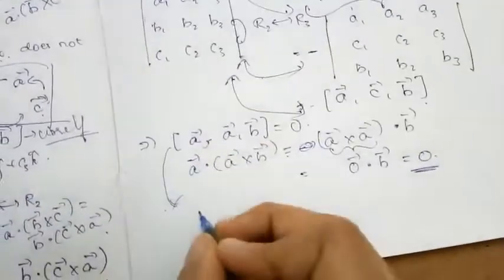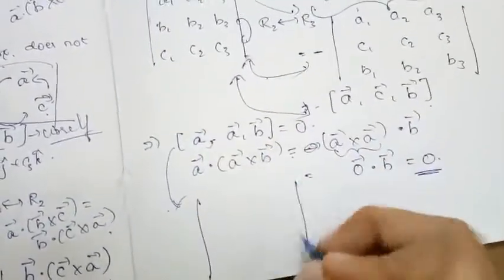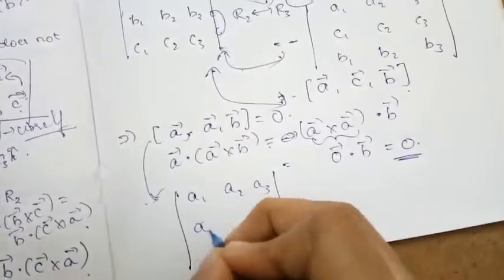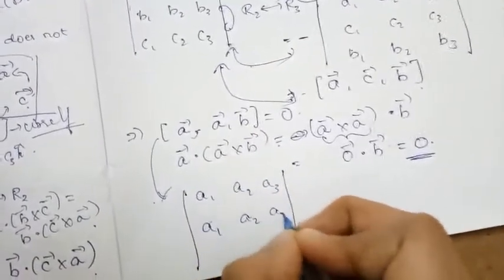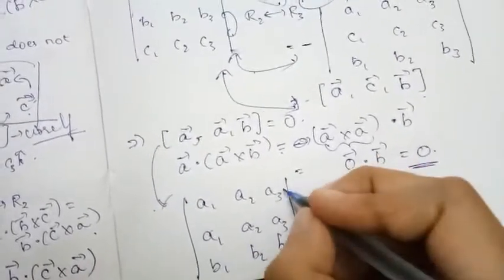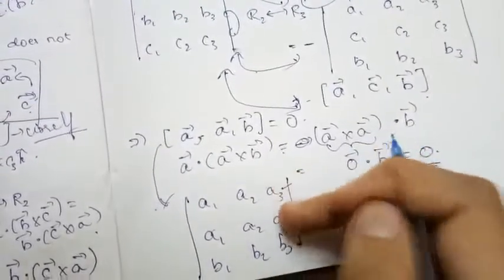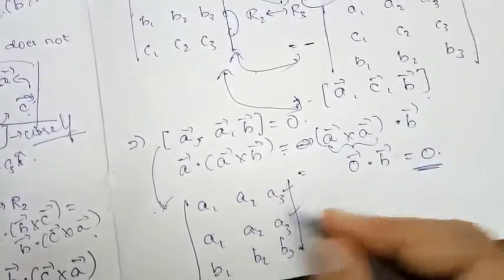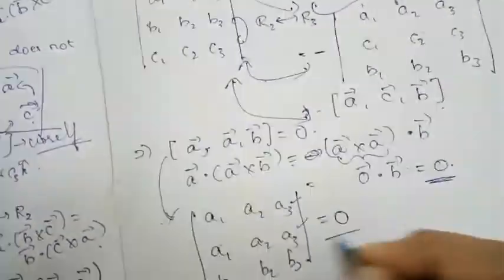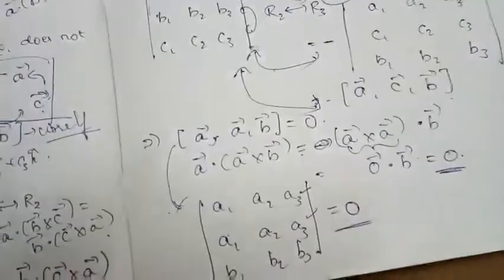Suppose with the determinant idea, if I am going to deal with this, vector A is nothing but A1, A2, A3. Vector A again A1, A2, A3. Vector B, B1, B2, B3. So you can see here properly, first row and second row are identical. If any two rows or any two columns are identical, then the determinant value is equal to 0. This is what it is saying.